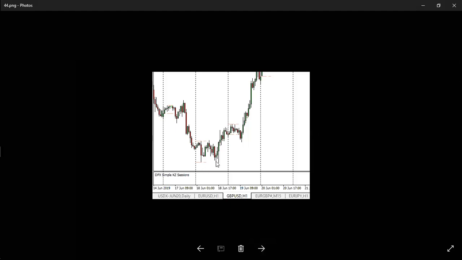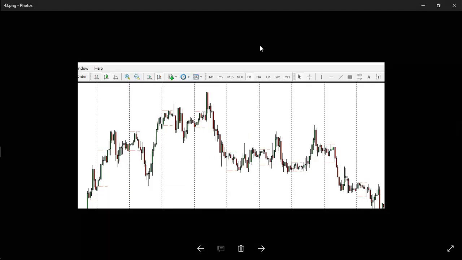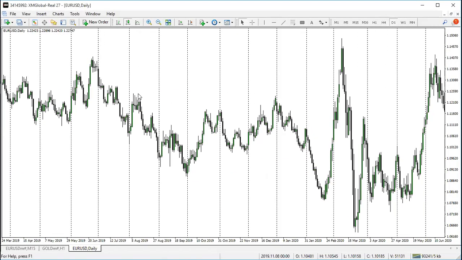Type 1.2, I think this one is, as you can see, with the wick. This is the wick. And yeah, that's all for the reversals. Okay, so that's the reversals. Now let's go to the charts.